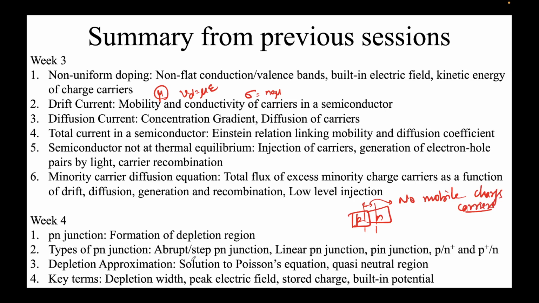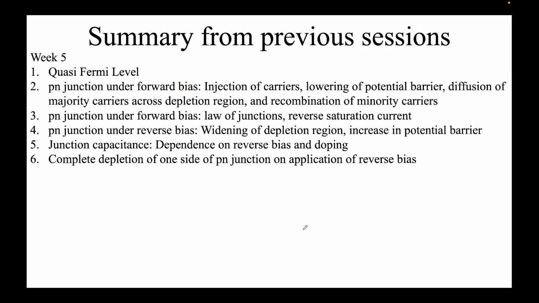And we saw different flavors, mostly we were concerned with the abrupt p-n junction. We saw some examples of p-n plus or p plus n, where the n side is moderately doped and p is highly doped. Finally, we saw the very fundamental depletion approximation, which is used to solve Poisson's equation. And we also saw what we mean by quasi-neutral region. The key terms which we still talk about in today's session are depletion width, electric field, stored charge, and built-in potential. These are the very basics which will be brought up in every device you encounter, whether you talk about p-n junction, Schottky junction, MOSFET, everything. These things will keep appearing again and again, so you must be comfortable with them.